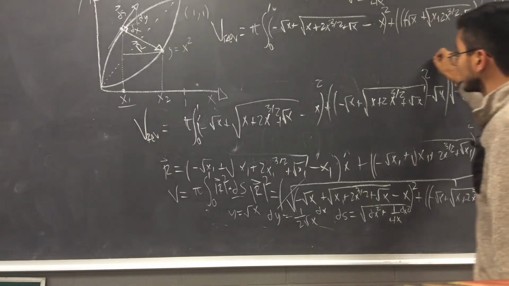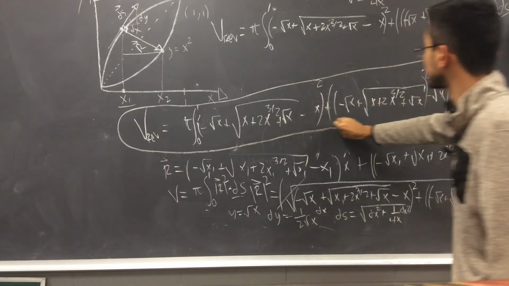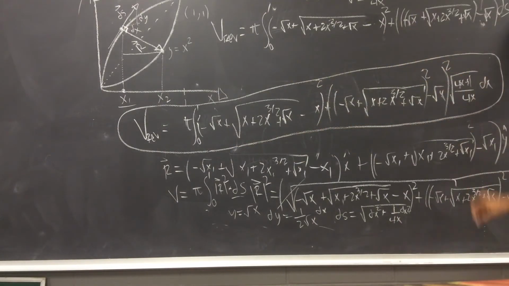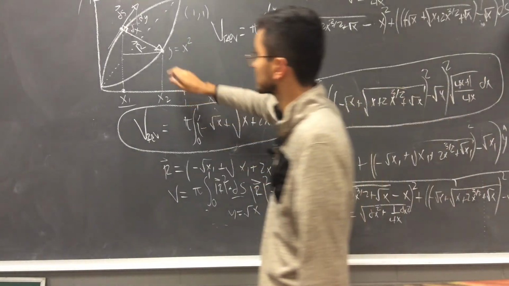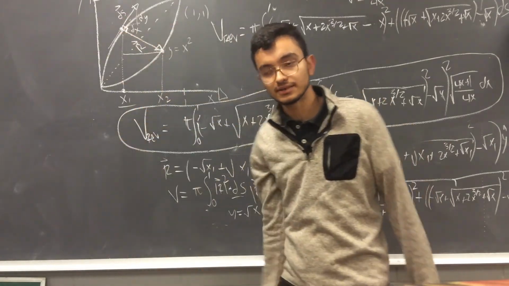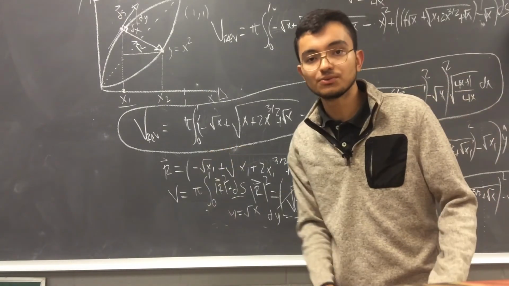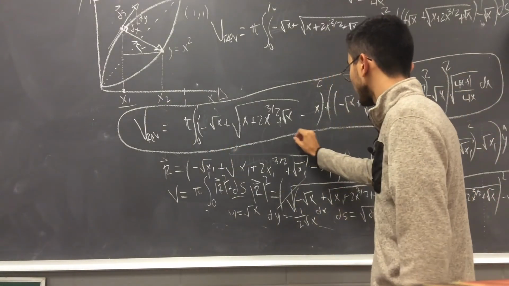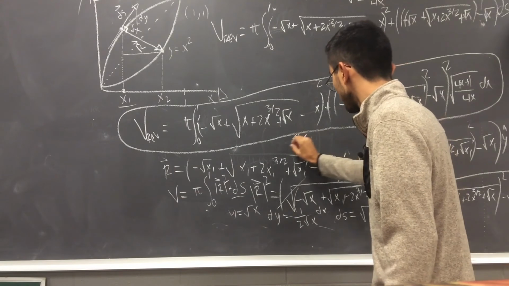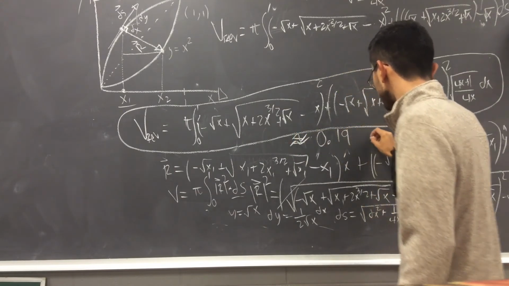So right over here, ladies and gentlemen, is the volume of the solid generated when the curve y equals x squared is revolved about the curve, the square root of x. And when you plug that into decimals or Wolfram Alpha, you're going to get about 0.19 cubic units.